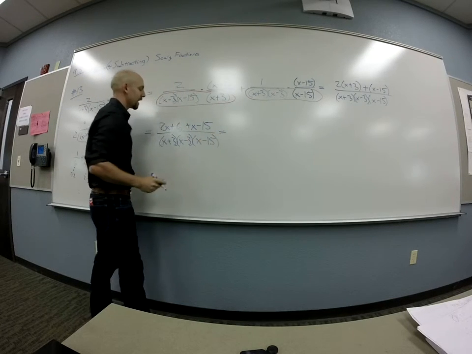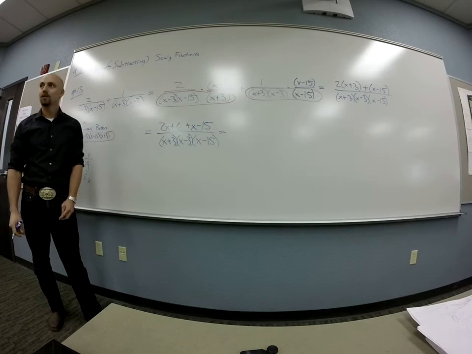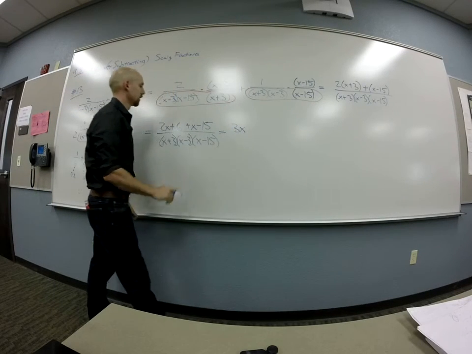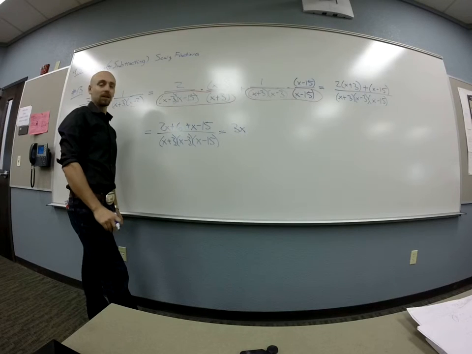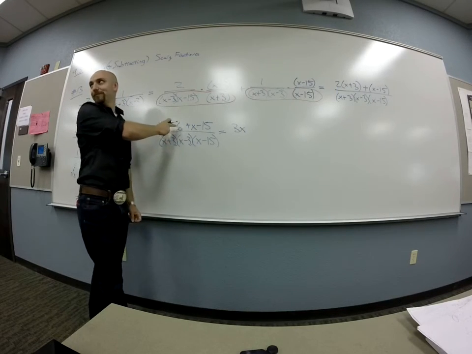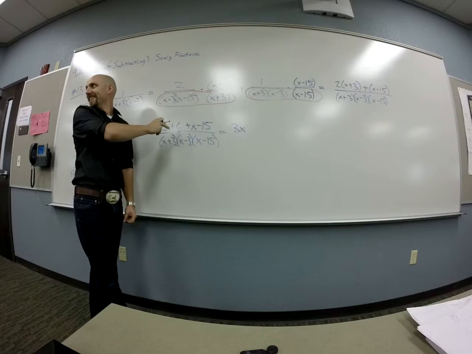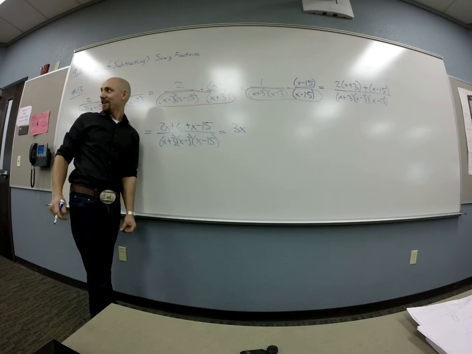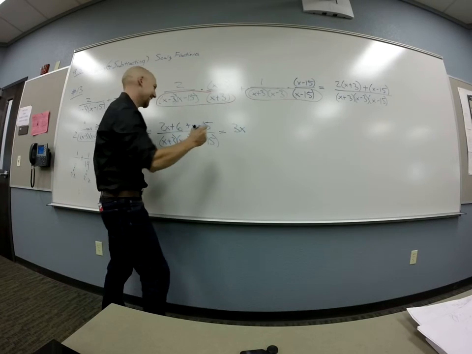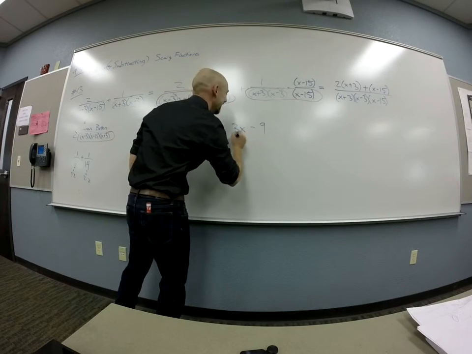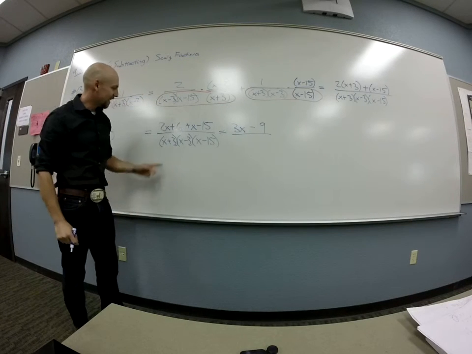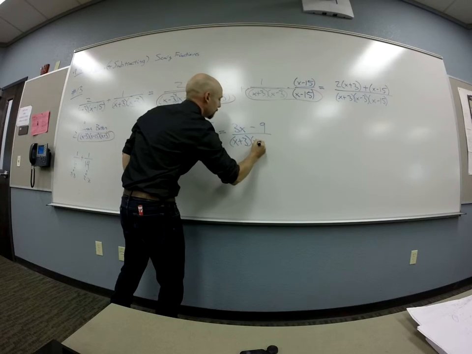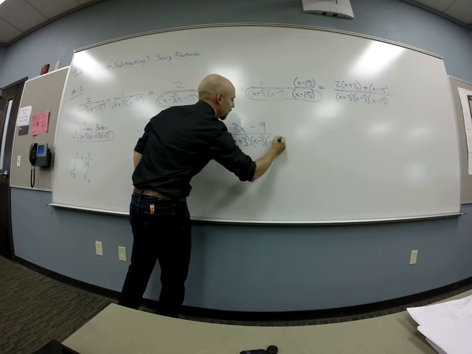Okay, so let's see. How many x's do I have on the top? 3. 3 total, 2 here, 1 there. Gives me 3x. Then what else have I got? So close. 6 minus 15 is negative 9. No worries, it's early. Okay, and then this is all over this stuff. So I've got an x plus 3, x minus 3, and an x minus 15.